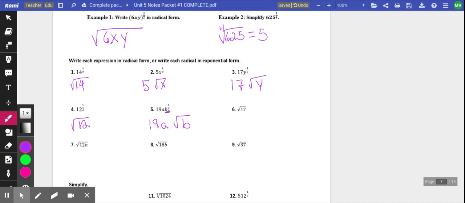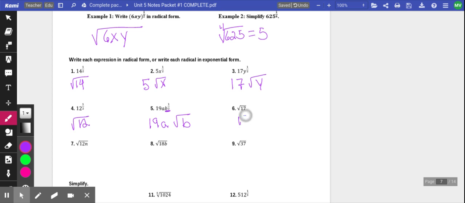Now we're going the other way. So the square root of 17 is 17 to the 1/2 power. Square root of 12n, since there's more than one thing in there, I've got to use parentheses: 12n to the 1/2 power. Number 8, it's 18b to the 1/2 power. And 9 is 37 to the 1/2 power.